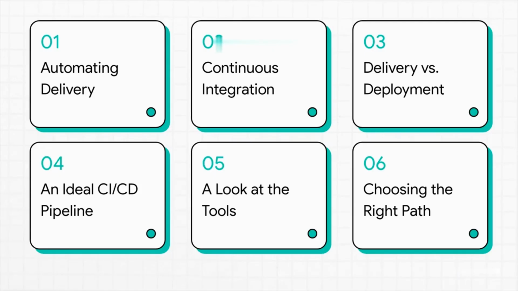So here's our game plan. We'll start with why CI/CD even exists, then get into what continuous integration really is. We'll clear up the difference between delivery and deployment, walk through what a perfect pipeline looks like, check out some of the tools that make it all happen, and wrap up with how you can choose the right path for your own team.